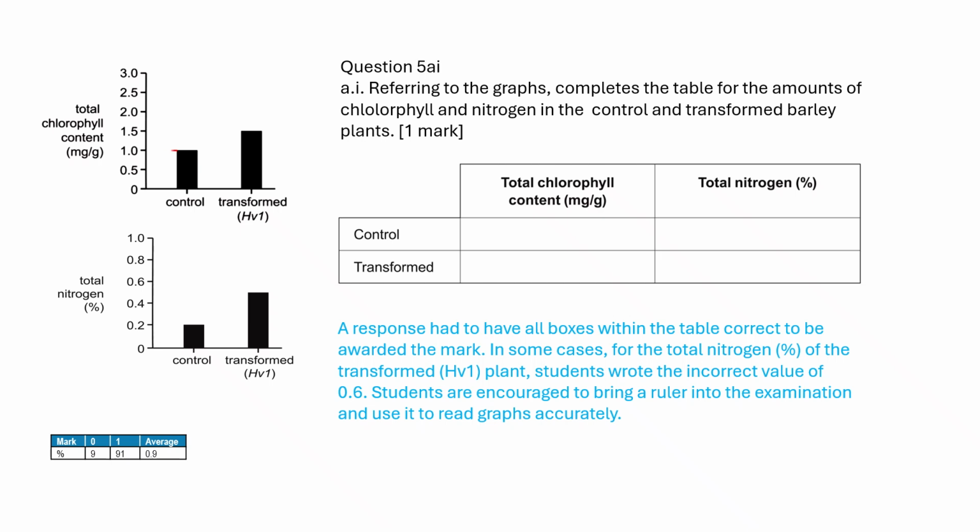The graphs show that the control group has a total chlorophyll content of 1.0 and a total nitrogen content of 0.2%. In contrast, the transformed group exhibits higher levels, with total chlorophyll at 1.5 and total nitrogen at 0.5%.